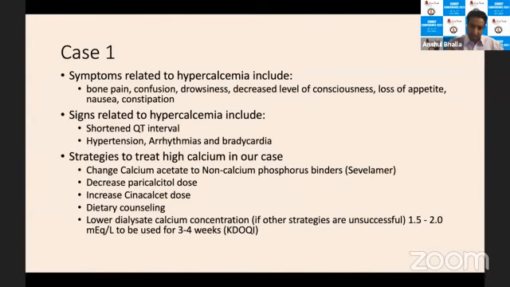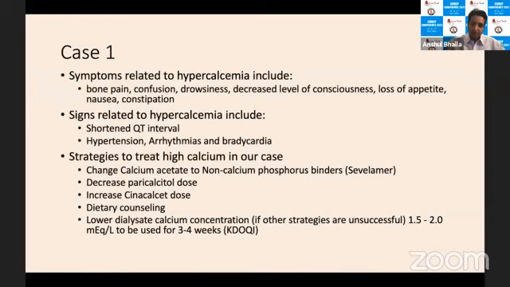He was also on cinacalcet. So cinacalcet reduces calcium and reduces PTH. So we can increase the cinacalcet dose, but here we have to be careful that PTH does not go too low, because PTH was 495. It's within normal range, but we don't want it to be too low. We should do dietary counseling about not eating a very high calcium diet.